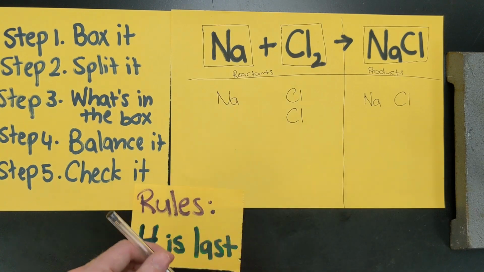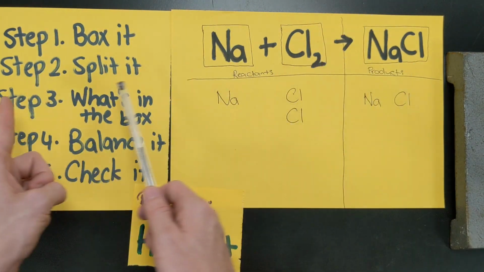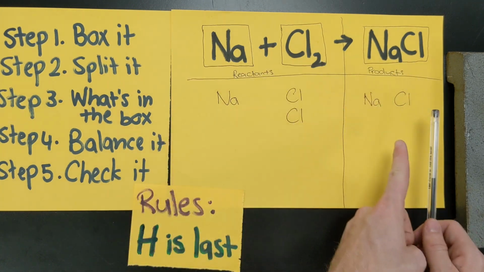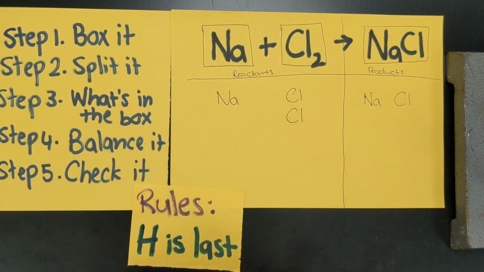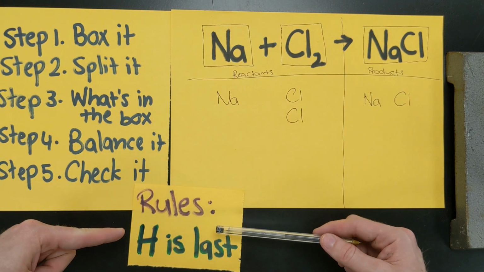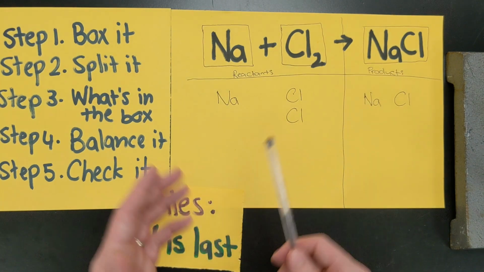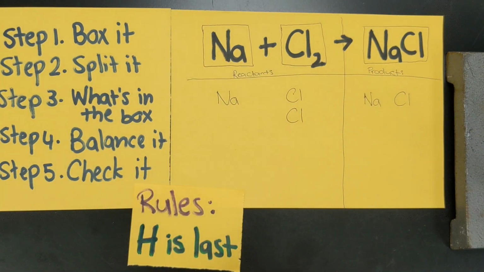So, first thing we have done was box them. Second thing we did was split it. Third thing, we found out what was in the boxes. Step 4, balance it. Remember, this is where our hydrogen rule comes into place. We have no hydrogen, so we can ignore that rule, and we can actually look to see if we've got equal amounts on either side.